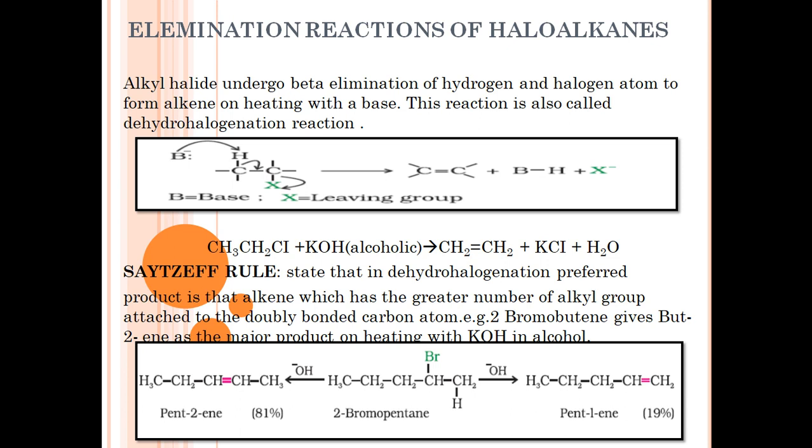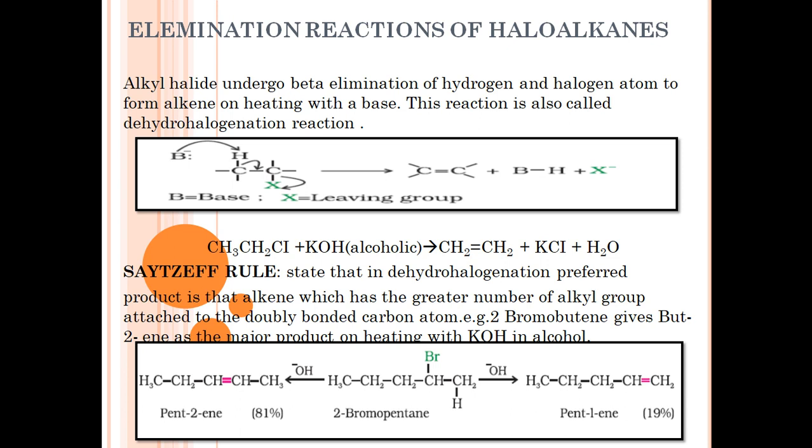Now, elimination reaction of haloalkanes. As its name suggests, something is removed or eliminated from the reactant. So, in this type of reaction, the alkyl halides undergo beta elimination of hydrogen and halogen atom to form alkene on heating with a base. That is also a very important reaction which is used in so many conversions. They are completed by using this type of reaction, beta elimination.